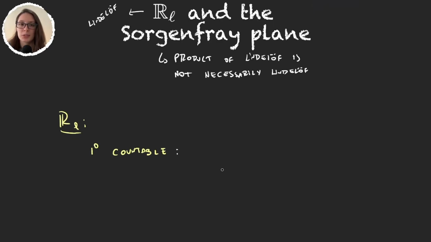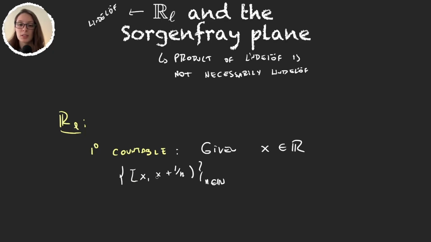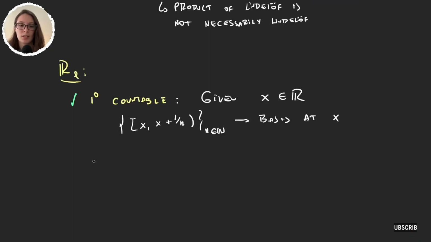It's very simple to see that RL is first countable, because given any element x in RL, we can always find the basis [x, x + 1/n) for every natural n. This is obviously a countable set, and it's a basis at x. So RL is first countable. Now let's see if it's second countable. We want to see if RL has a countable basis.